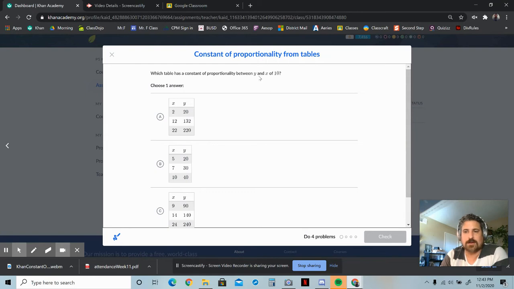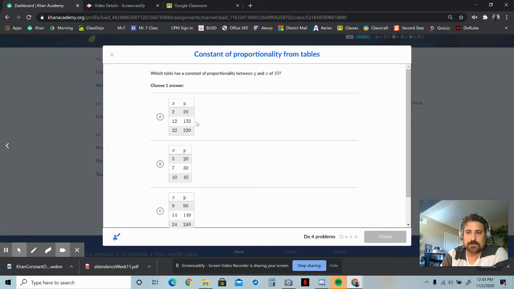And so basically all it's going to be is the ratio of y over x. If it's a proportional relationship, the ratio of y over x is always the same, and it is in fact your constant of proportionality. It's what you multiply the input by to get the output. So in this table here, you're just looking at 20 over 2, which is what? 10. So that looks like it's pretty good.